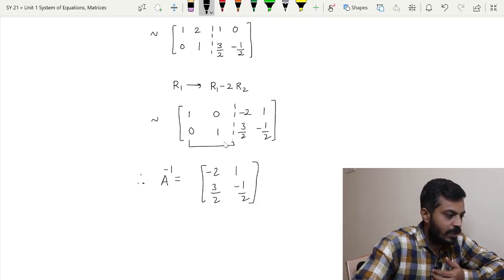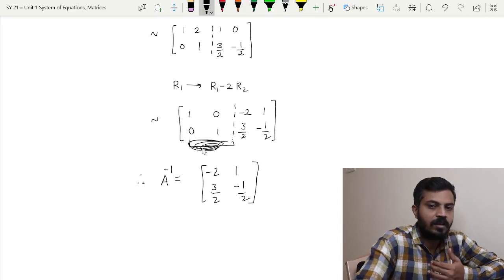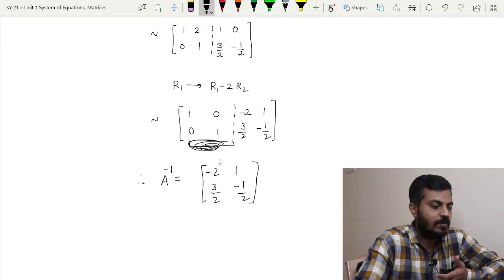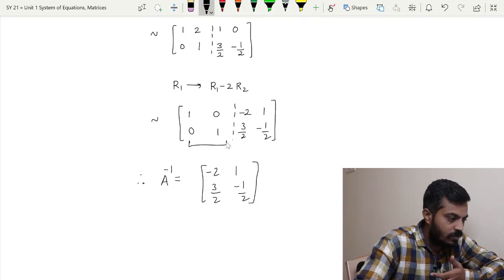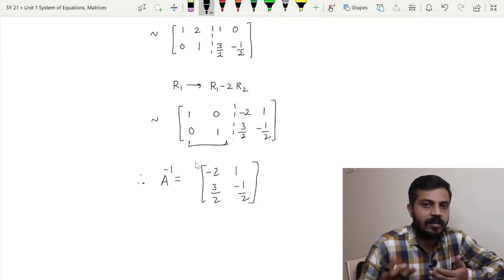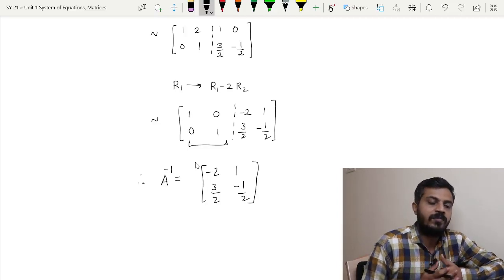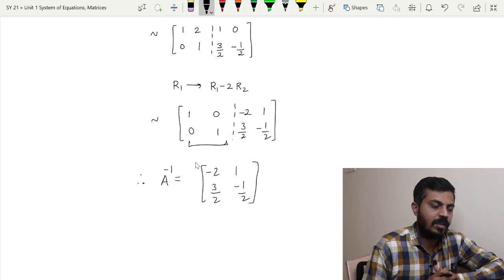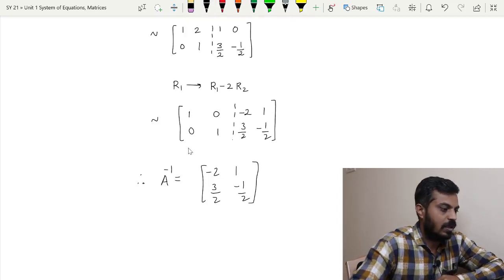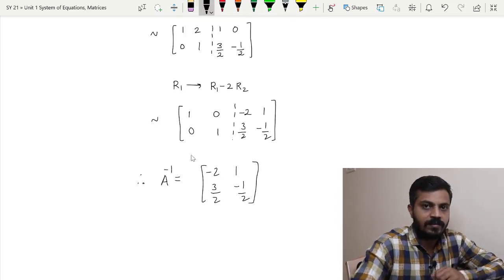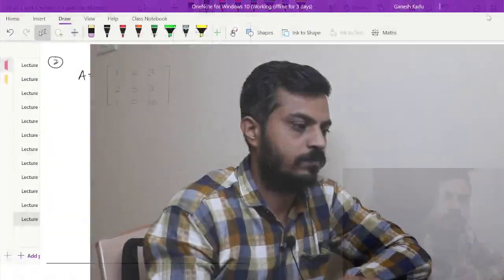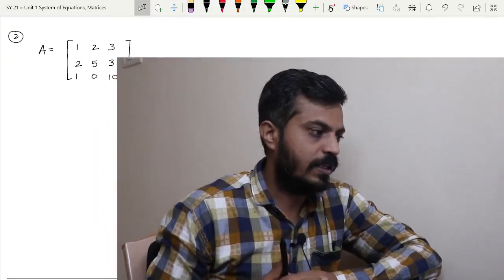If on this side, here, you are not able to get the identity matrix, I mean in some examples it is possible that while trying to reduce this to identity matrix we may not get the identity matrix, then in that case we will decide that the given matrix is not invertible. Now let us move towards the next example.